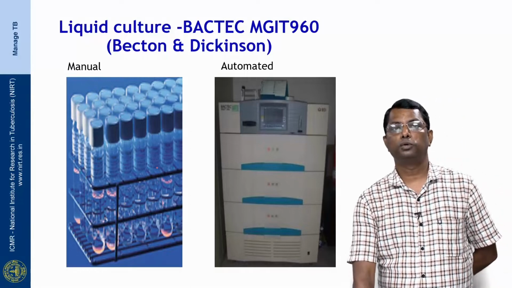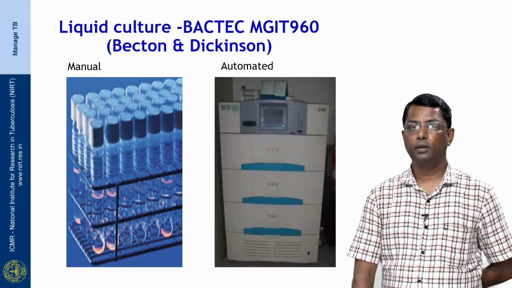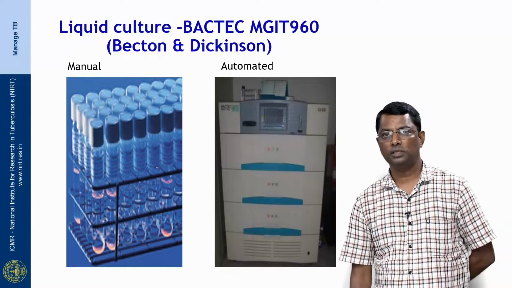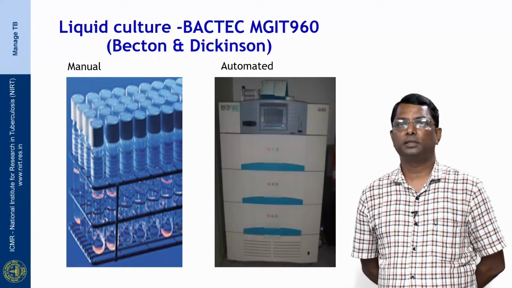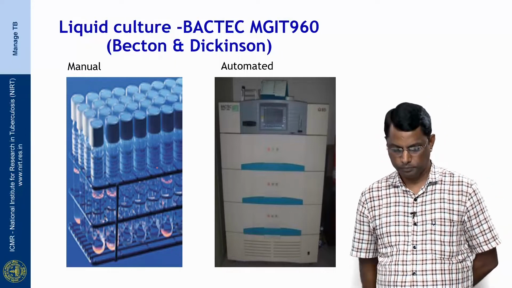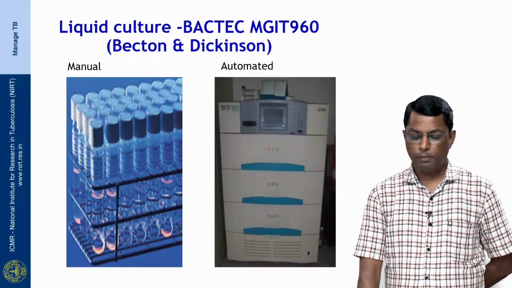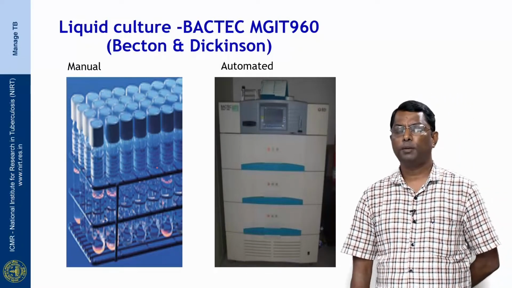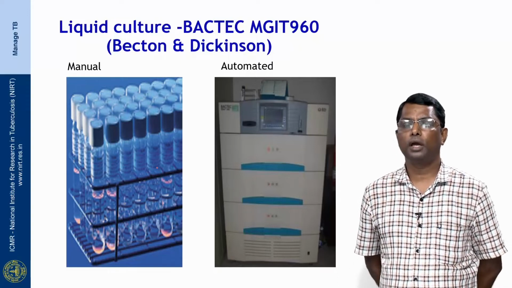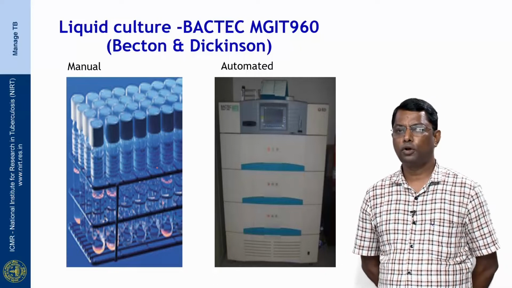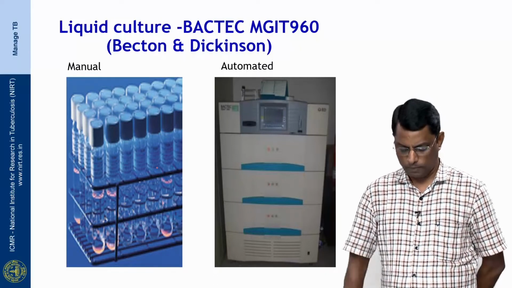Next, we will come to liquid culture, and liquid culture can be done either by manual or automated methods, and the popularly used method is BACTEC MGIT960, which is an automated method. The BACTEC MGIT960 has a capability of simultaneously looking at around 960 tubes. It has 3 drawers, each drawer holds around 320 tubes.